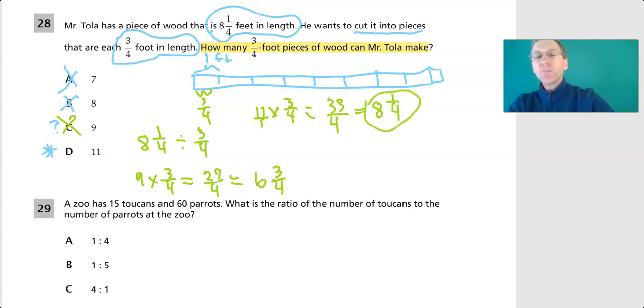And how much do you have up here altogether? You have, oh, that's all you have. So he could actually make 11. He could make 11. We just proved our point. That's the answer.